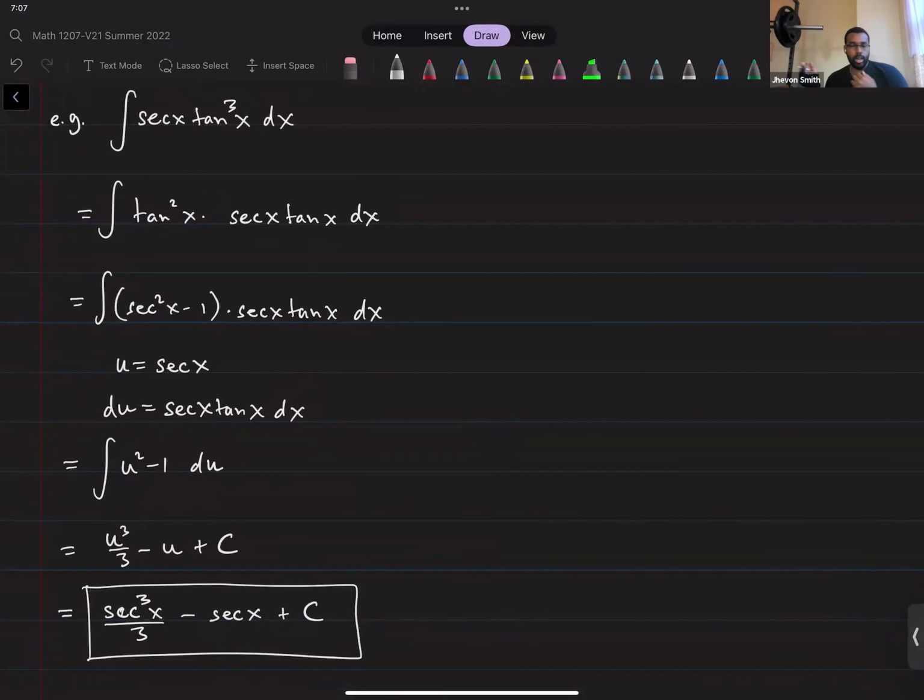So if the power of tangent is odd and you see secants elsewhere, you factor off one of the secants and one of the tangents, and you end up with a secant tangent to the right side. You're going to think of that as your du. So that's earmarked. Get everyone else to be secants. You can do that using the Pythagorean identity. At that point, u equals secant will give you a non-trig function in terms of u, and hopefully you can actually deal with that easier.